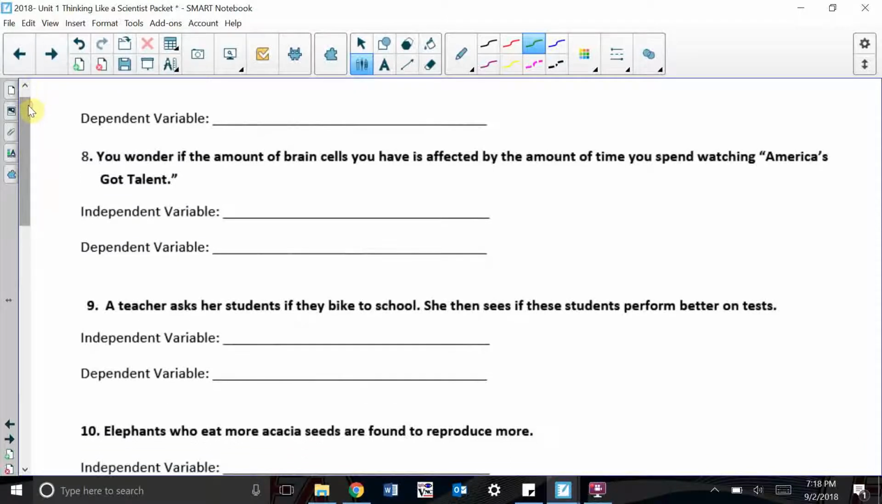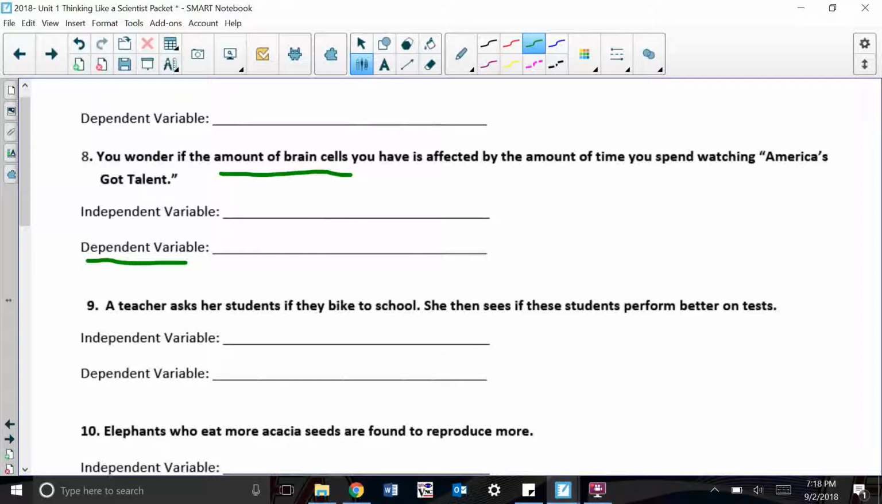Let's go ahead and do this one. Number 8 says, you wonder if the amount of brain cells you have is affected by the amount of time you spend watching America's Got Talent. So if we look at our dependent variable, it is what we're measuring. We want to know if we're affecting the amount of brain cells, right?